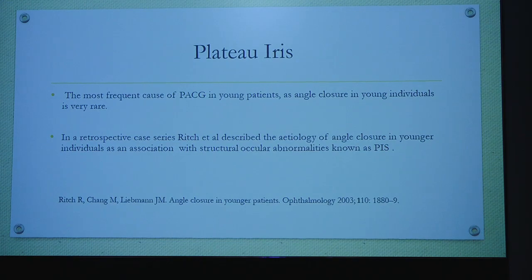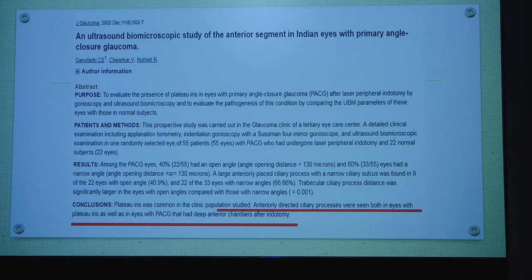We know that angle closure is a disease of a growing age, and if you see a young individual with angle closure, that should raise your suspicion that the individual is going to have a Plateau Iris. Let's see several studies done in our country. The first study, by GC et al., said that anteriorly directed ciliary processes were seen both in eyes with Plateau Iris and in eyes with PACG, despite the fact that they had a deep anterior chamber, even after iridotomy. So it's not that the anterior chamber is shallow, or that it has deepened after iridotomy and the job is over. No, actually the job starts from there.